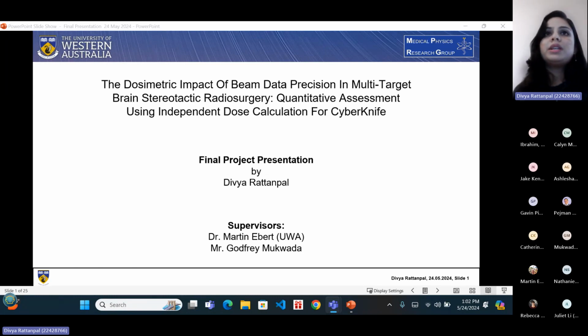The title of my project is the dosimetric impact of beam data precision in multi-target brain stereotactic radiosurgery: a quantitative assessment using independent dose calculation for CyberKnife.